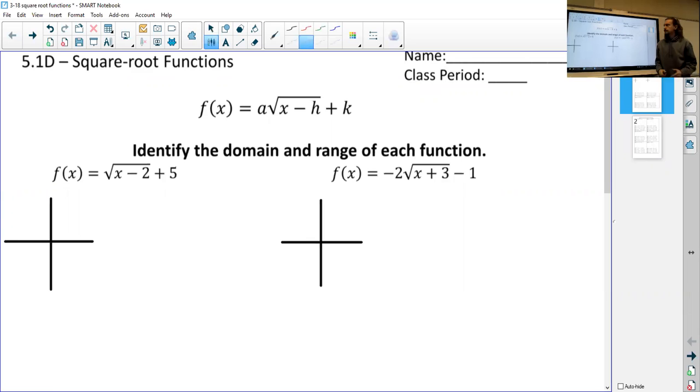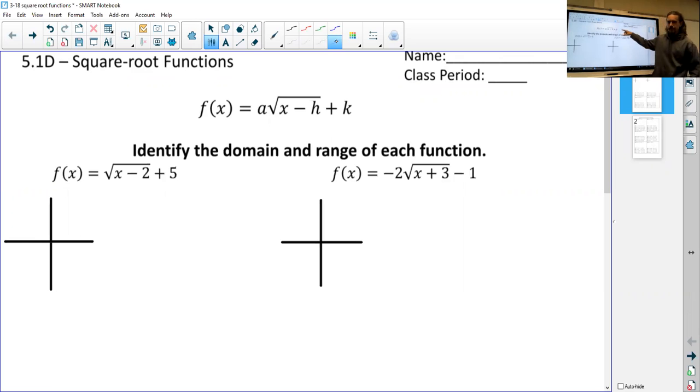So today we're looking at square root functions, which we've talked about a little bit previously, but now we're getting slightly more in depth with it. So here's our vertex form, right? A square root of x minus h plus k.